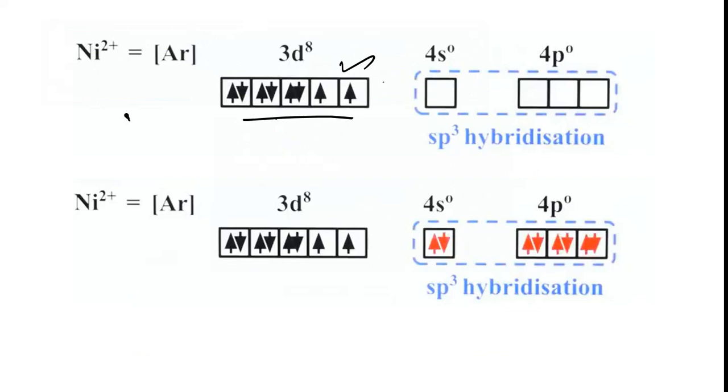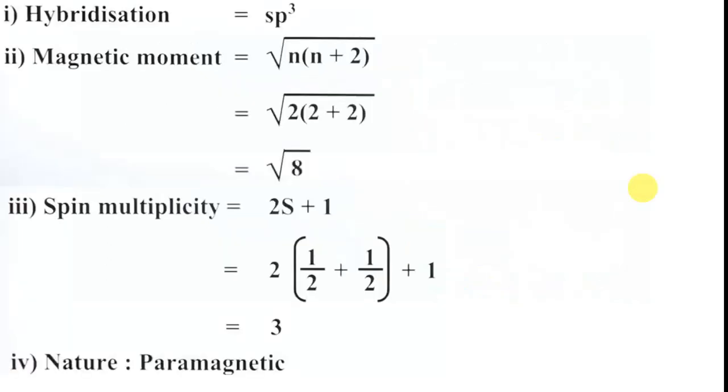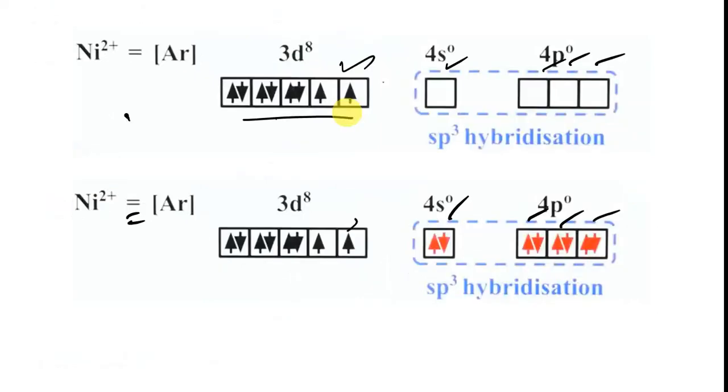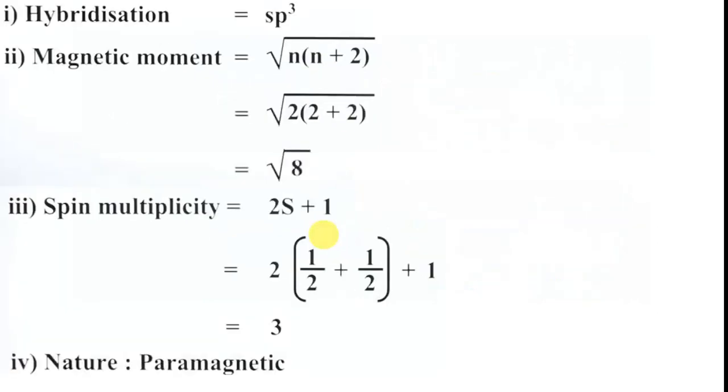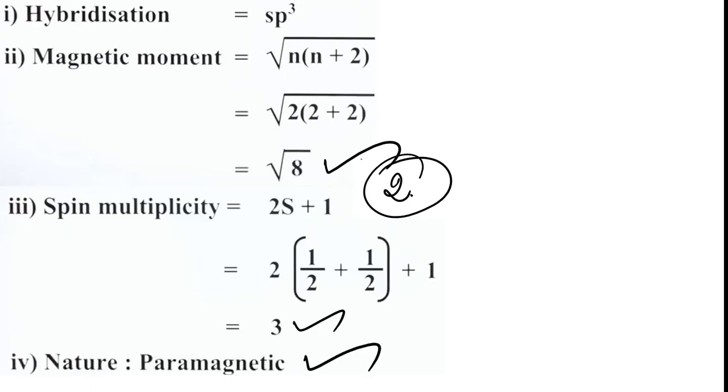The chlorine, being a weak field ligand, does not have any power to push the electrons here. So it will take the available orbitals. This s is available and these 3p are available, so the chlorine puts its electrons there. So it will be sp3 hybridization. How many unpaired electrons are there? There are two unpaired electrons in the d orbital. The magnetic moment is equal to root of n into n plus 2, where n is the number of unpaired electrons. So n is equal to 2 here. 2 into 2 plus 2, that is root 8. Right? And spin multiplicity: how many electrons are there? 2 electrons are there. So 2 into half plus half is equal to 1, so 2 into 1 is equal to 2, 2 plus 1, that is equal to 3. And the compound is paramagnetic. Finally, the nature of the compound is paramagnetic.